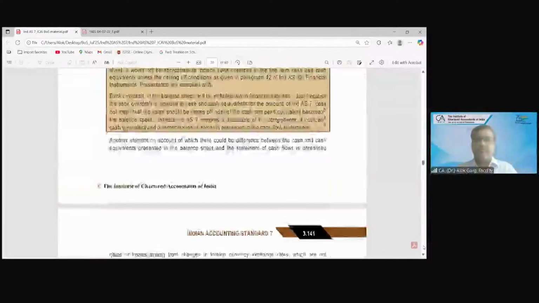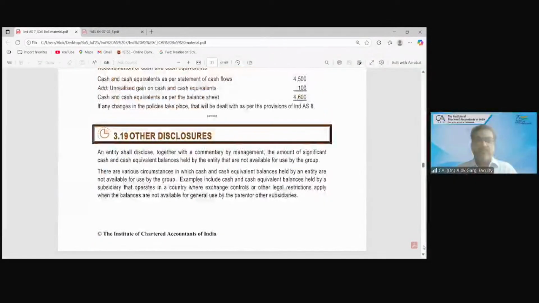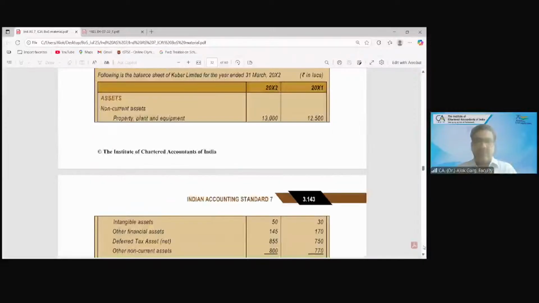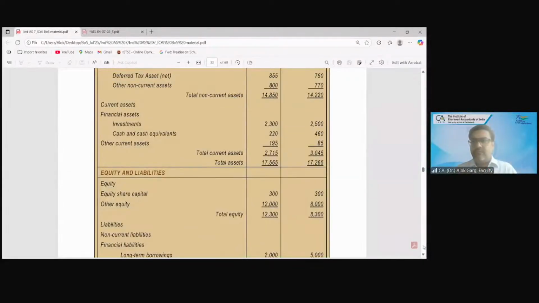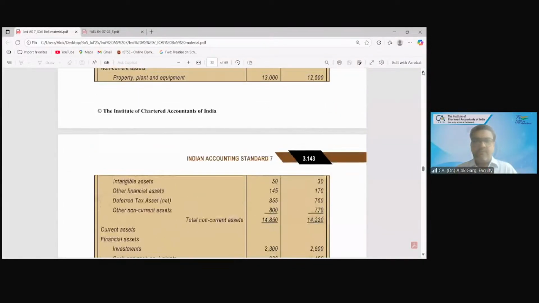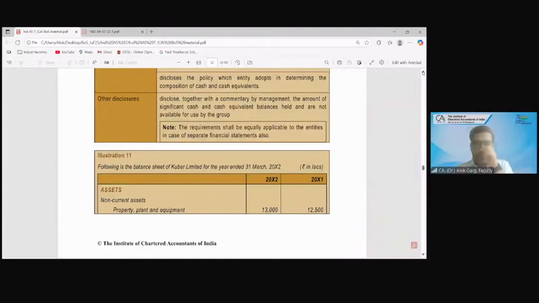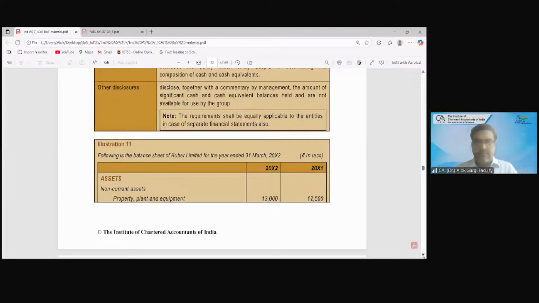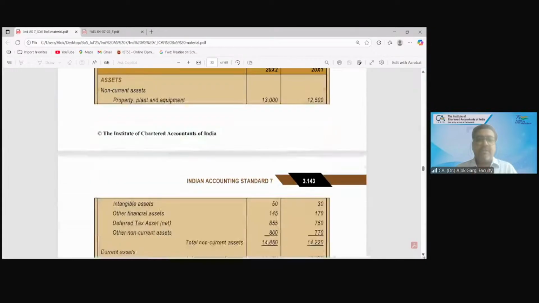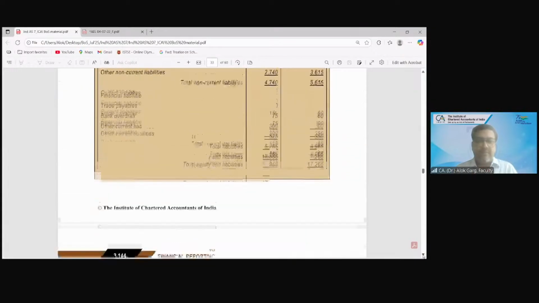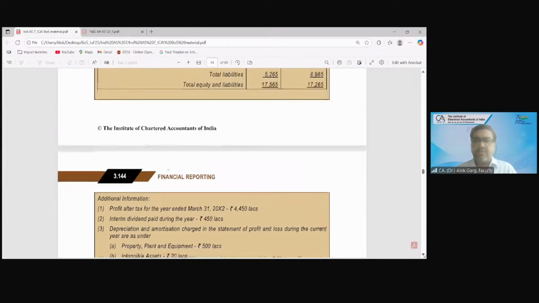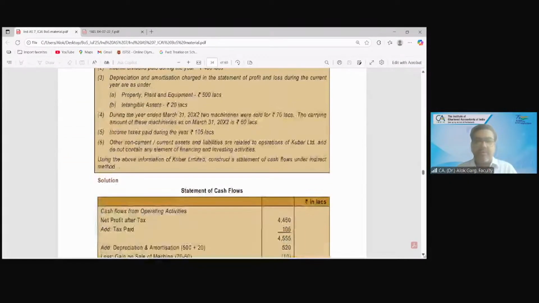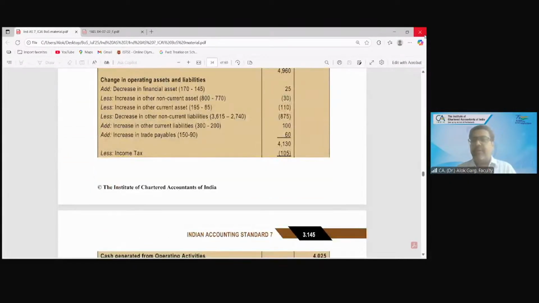Sir, I have one clarity on page number 3.129. Investment in subsidiary, associate and joint venture. There is equity method and cost method given, and I could not understand what is the essence in it, sir. So where is it written in the statement of cash flows? Yeah, in the statement of cash flow. Okay. So page number 3.129.